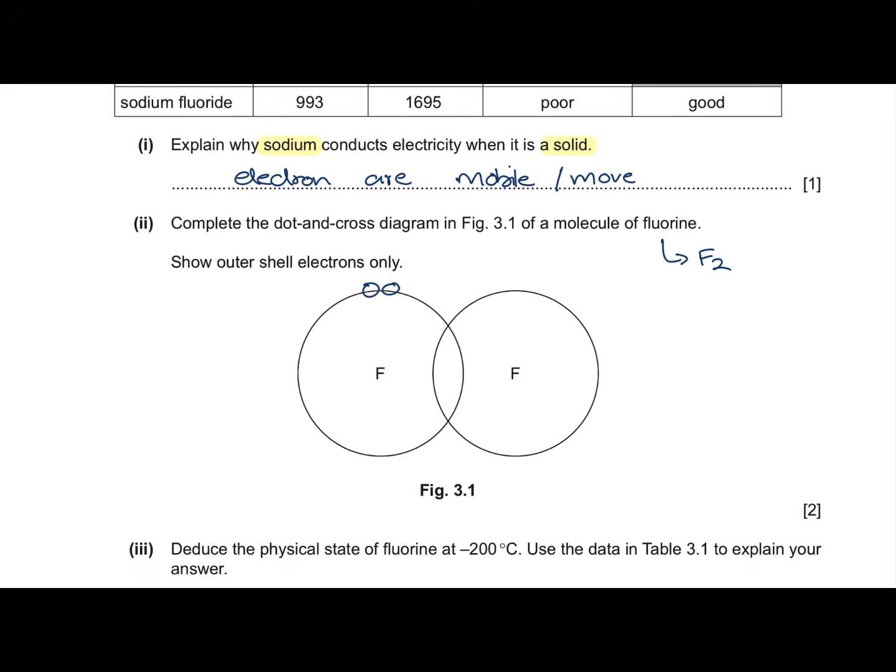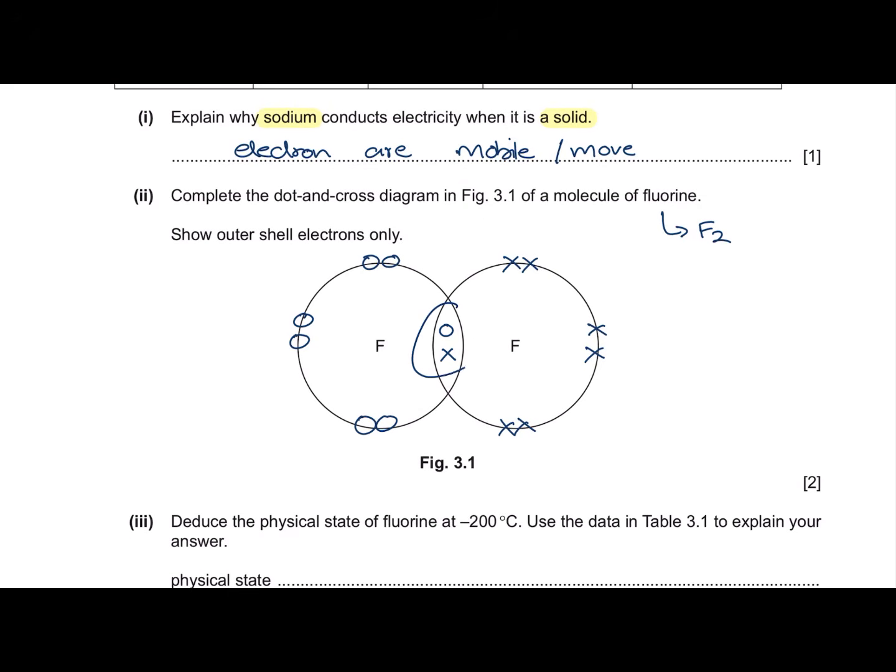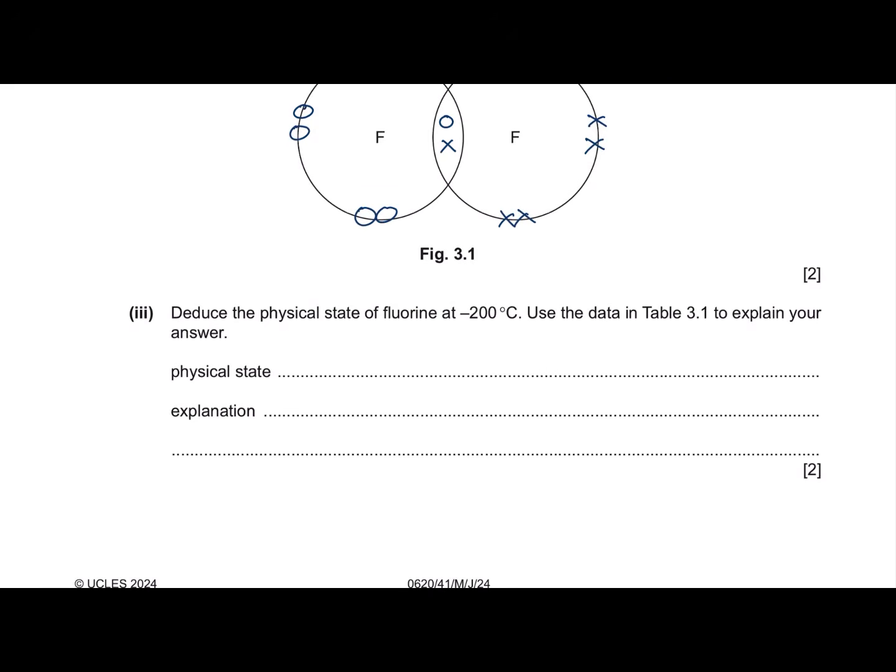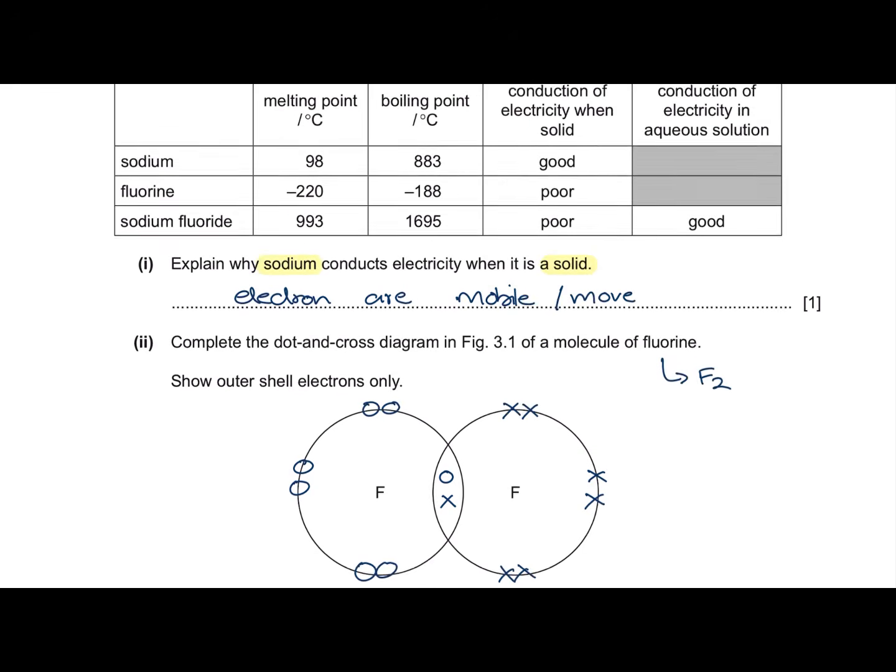The electrons of left hand side fluorine are dots. One of the electrons from left hand side fluorine is shared with the electron of right hand side fluorine, making this shared pair of electrons and completing the octet. Deduce the physical state of fluorine at negative 200 degrees Celsius. Use the data in table 3.1 to explain your answer.